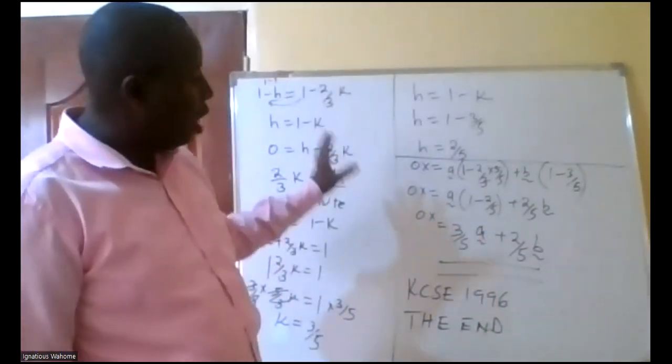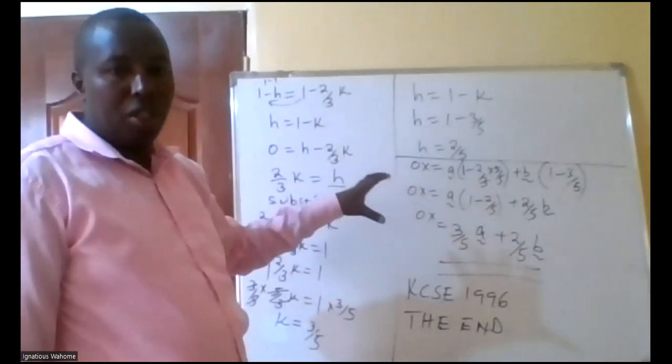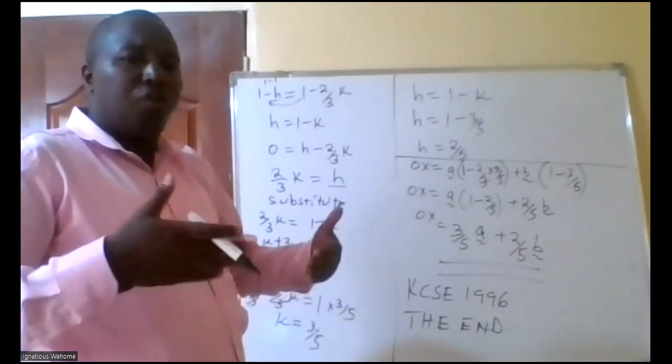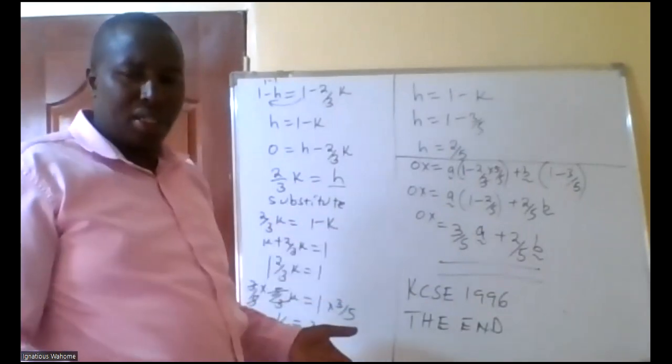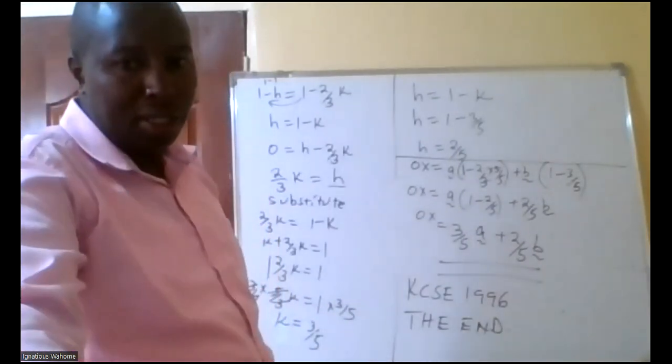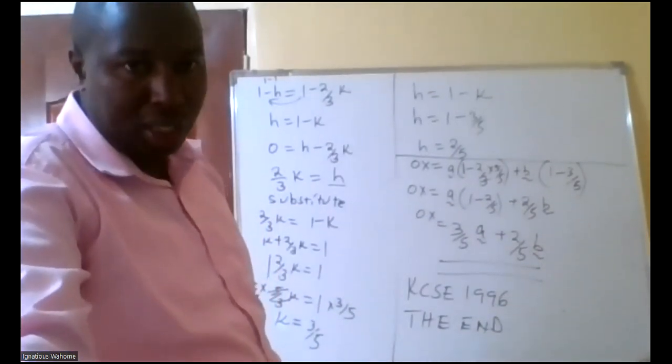So therefore, you must know how to find the equation. How do you form the equations? How do you deal with those vectors? Then after that, apply them. Then get the values of h and k. Then you substitute and get the correct answer.